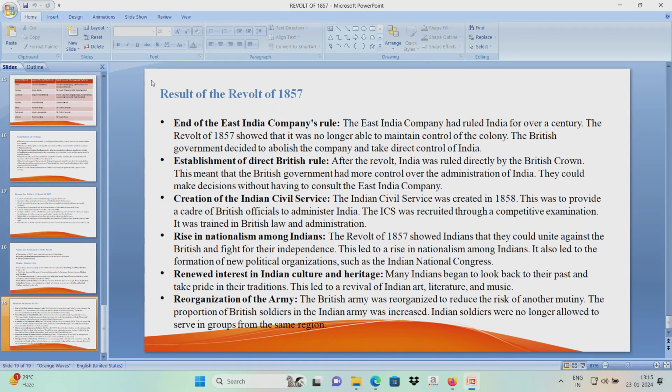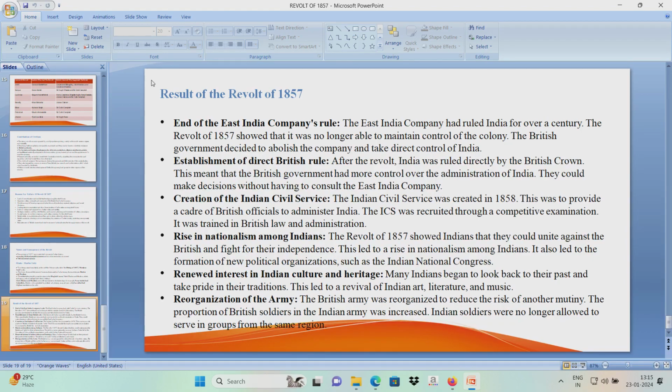So next one is the result of the 1857 revolt. So the results of 1857, very few points. The end of the East India Company's rule. This was the end of the East India Company's rule, which had ruled India for over a century. The revolt of 1857 showed that it was no longer able to maintain control of the colony, and the British government decided to abolish the company and take direct control of India.